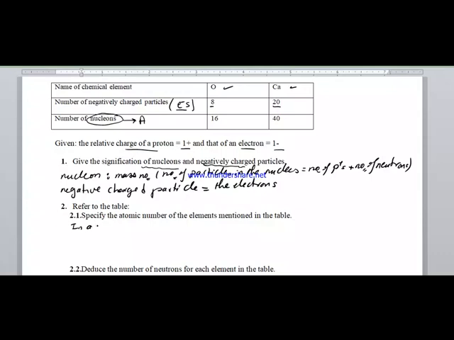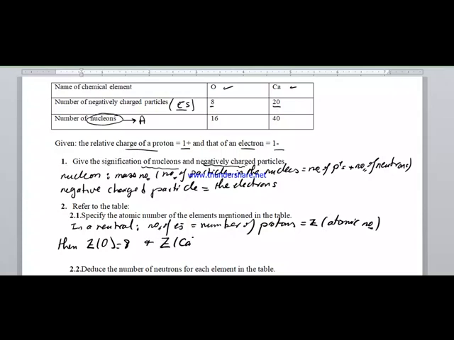In a neutral atom, to determine the atomic number, we must write that in a neutral atom the number of electrons equals the number of protons, which is equal to the atomic number Z. Then the atomic number of oxygen is equal to 8 and that for calcium is equal to 20.